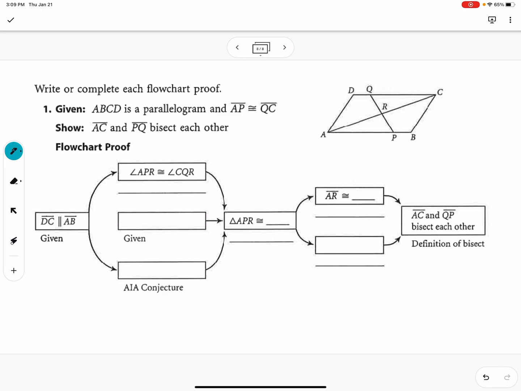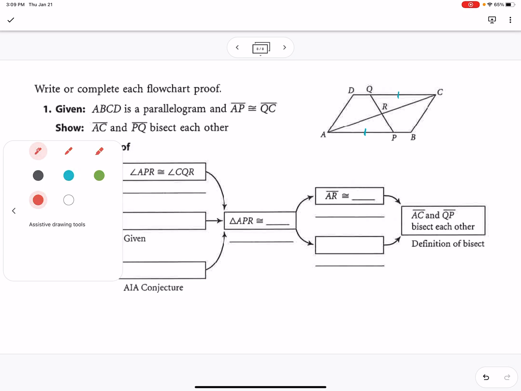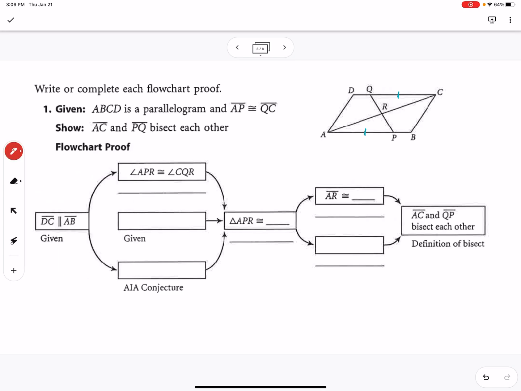Okay? And the last problem, again, there will not be something like this on your quiz, but it looked like fun, so why not do it? We're given ABCD as a parallelogram, and we're given AP is congruent to QC. Oh, a proof, so much fun. We want to show, I'm going to put what we want to show in red here. We want to show that AC and PQ bisect each other.